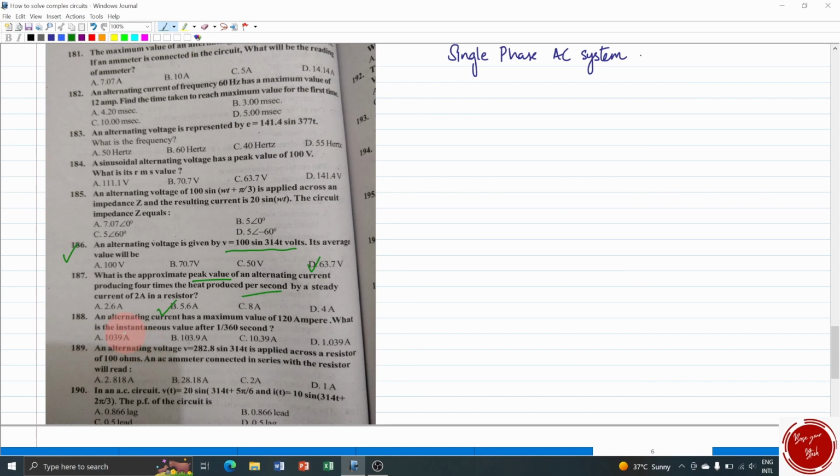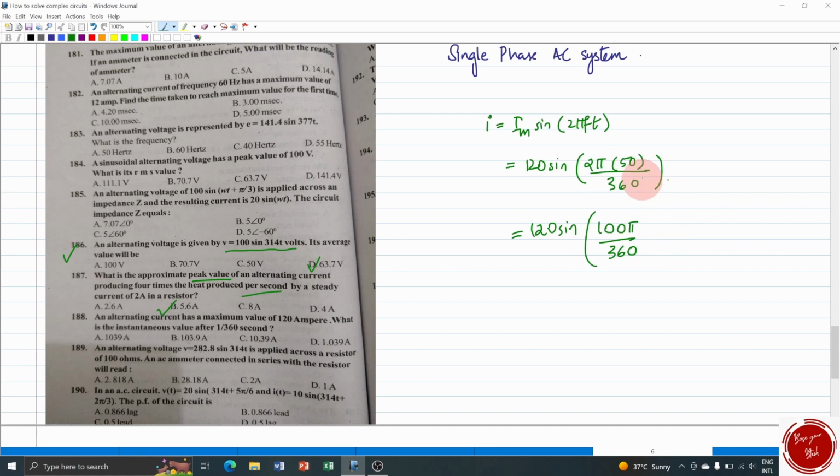Question number 188. An alternating current has a maximum value of 120 ampere. What is the instantaneous value after 1 by 360th second? The instantaneous value equation is I equal to Im sine 2 pi ft. The maximum value given is 120, sine 2 pi into frequency, which is 50 hertz, into time, which is 1 by 360. So 120 sine of 100 pi by 360.